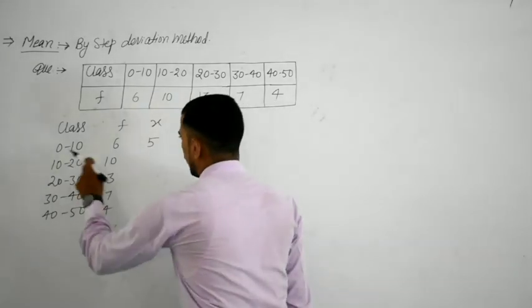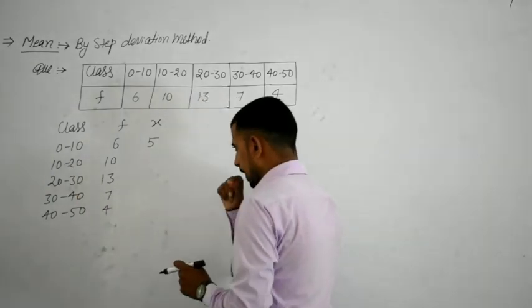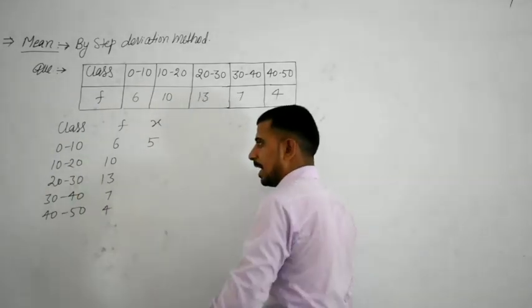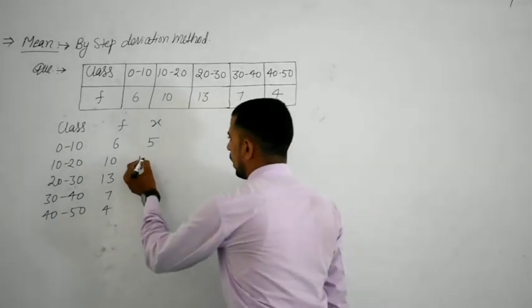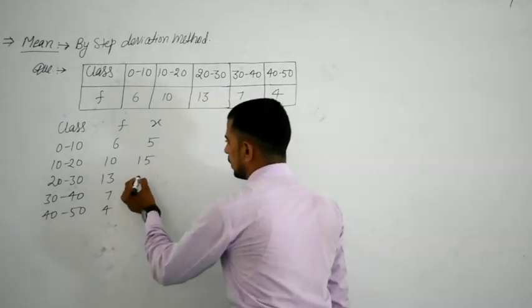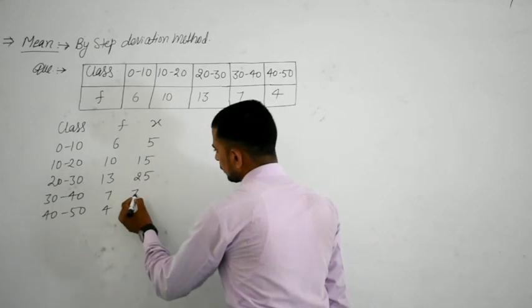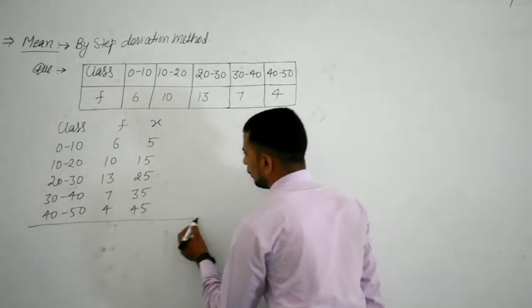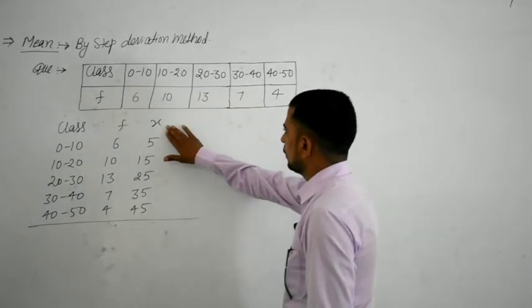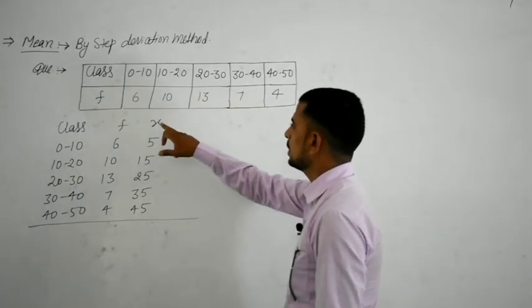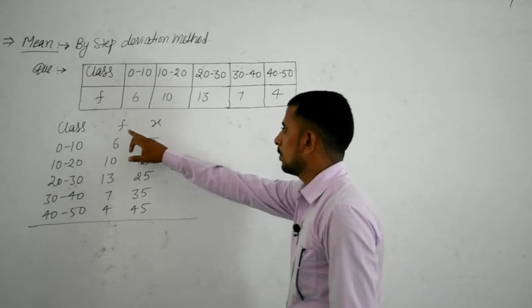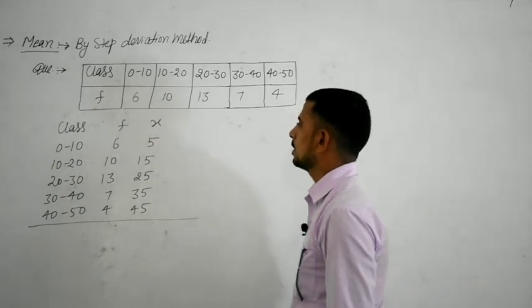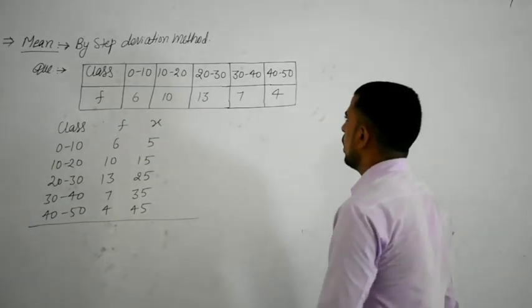Now 20 plus 10, it means 30. 30 divided by 2, the value is 15. Similarly 25, 35, 45. Now class marks, frequency, and class marks are also available here.